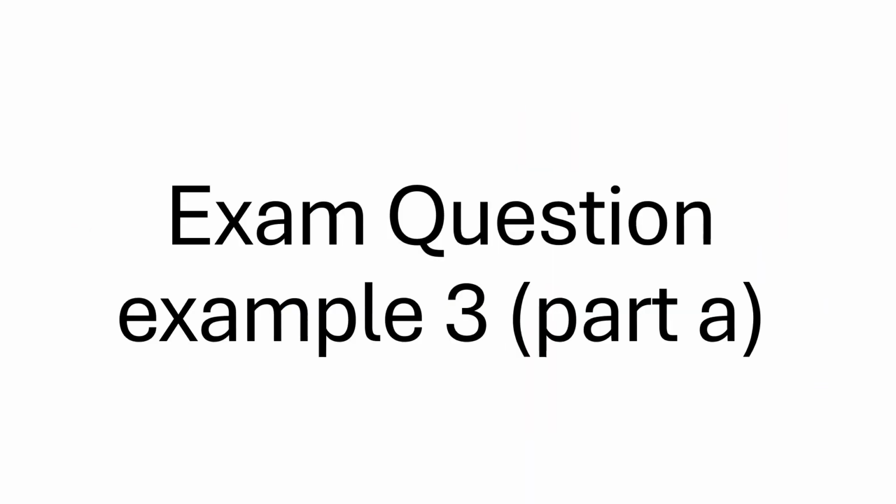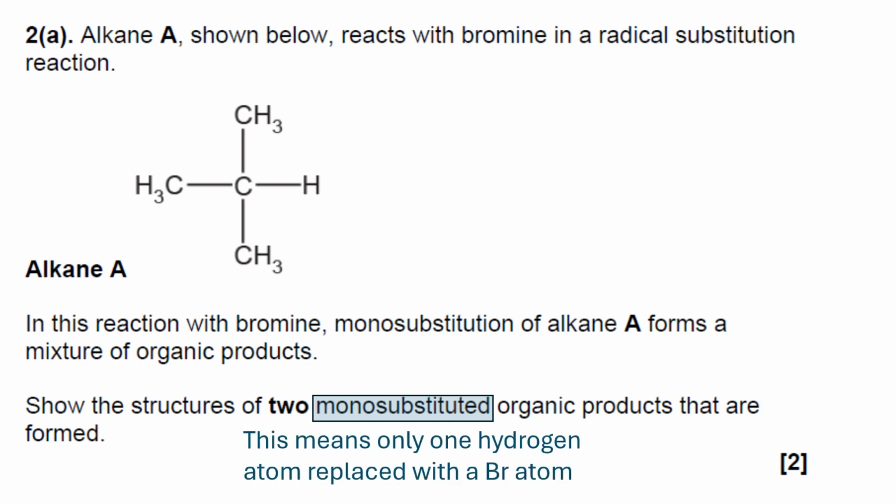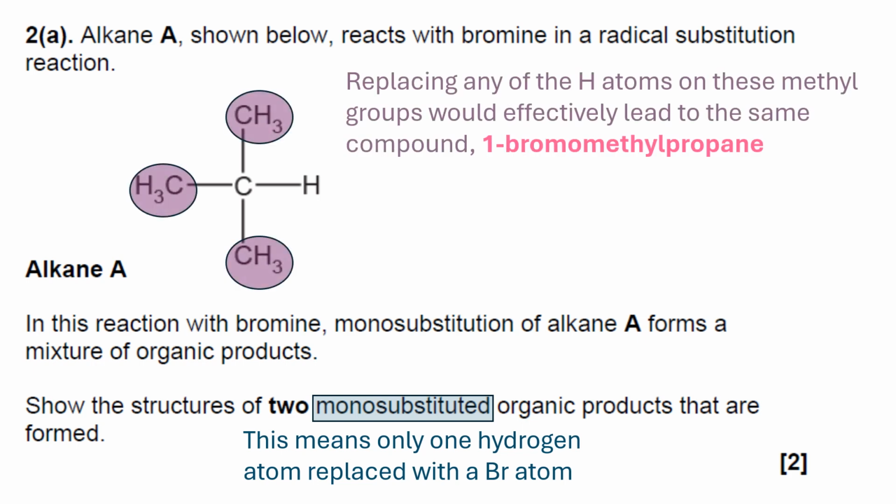So our third exam question is in 2 parts, so let's do part A to begin with. So in alkane A, which is shown below, they say it reacts with bromine in a radical substitution reaction. So they're focusing on the monosubstitution idea. What this means is only one hydrogen atom is replaced with a bromine. So if we take the hydrogens on those methyl groups, and if you replace one of the hydrogens with a bromine, you'd get the same compound, 1-bromomethylpropane, which looks like that.